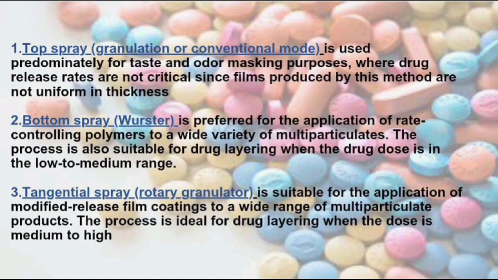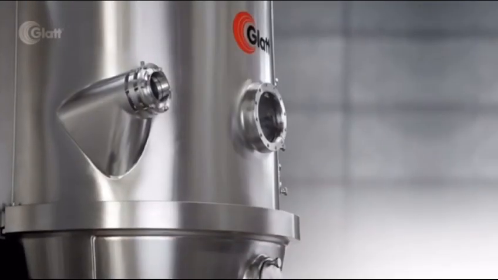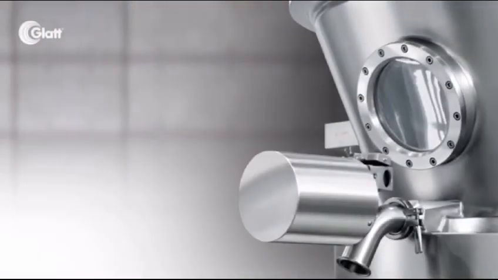Then we have bottom spray, which is used for rate controlling polymer and when the dose is low to medium range. And the last one we have is tangential spray, which is used for modified release film coating, and this process is ideal when the dose is medium to high range. Now let's have a glance at the process of fluidized bed equipment.